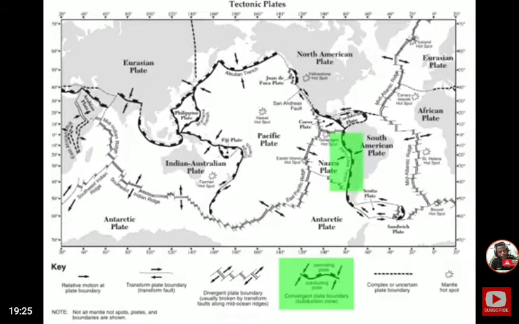So that would be an example of a subduction zone, because you notice the Nazca Plate is in the ocean, so that's oceanic crust. The South American plate is a continent, that's continental crust, and so that gives us a subduction zone. That's where the Andes Mountains are, lots of volcanoes, lots of earthquakes.